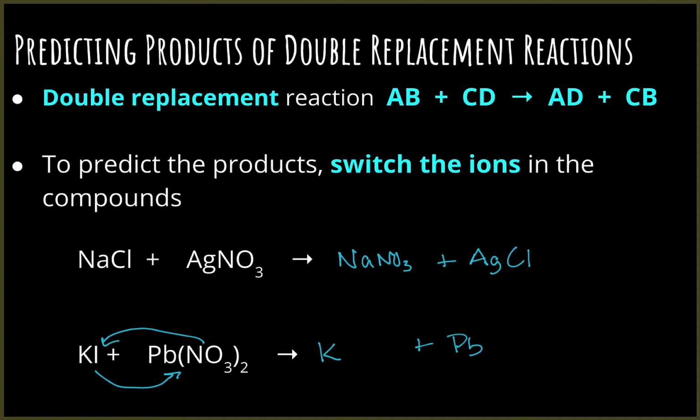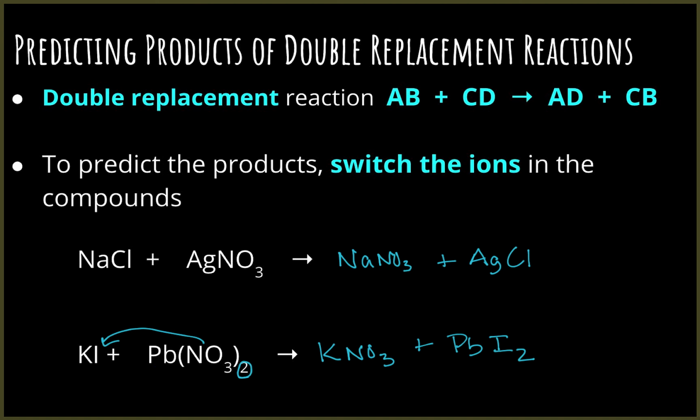So potassium and nitrate. So this is a +1 -1. And then lead and iodide. Here you can tell this is lead 2 from that subscript right there. So that's lead 2, iodine -1. Crisscross those. That's going to be PbI2. Okay, again, I'm going to go back and erase these before I balance it.